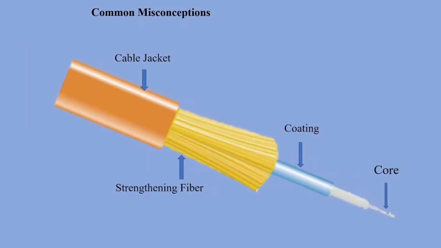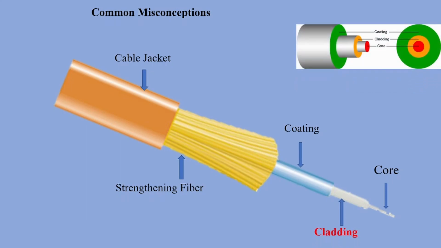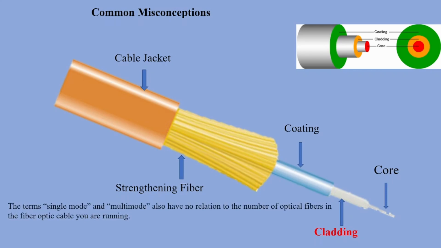It's important to remember that there is no way to distinguish between single mode and multi-mode optical fibers with the naked eye. The standard optical fibers have cladding around the core that brings the diameter of the optical fiber itself to 125 micrometers. When you put a connector on an optical fiber, you are primarily seeing the cladding and any integral protective coating. The terms single mode and multi-mode also have no relation to the number of optical fibers in the fiber optic cable you are running.